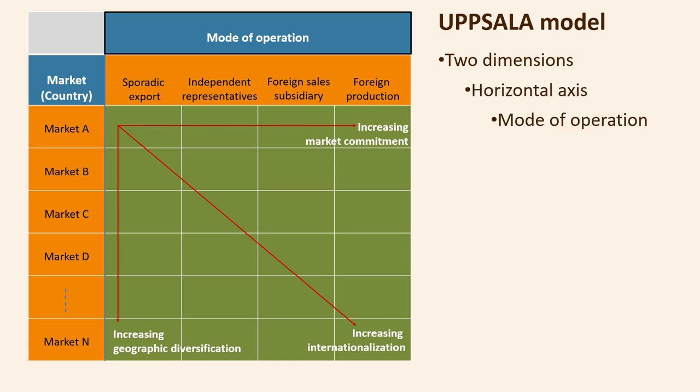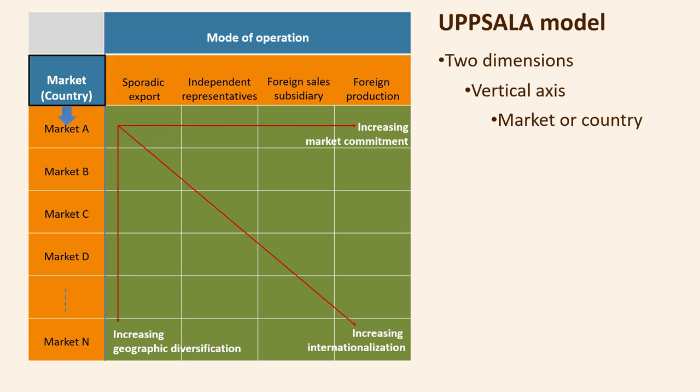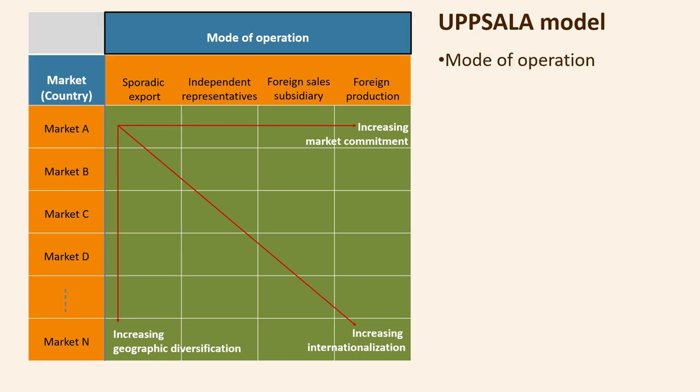On the horizontal axis is the form of the export. It is called the mode of operation. On the vertical axis are the individual geographical locations to which exports are made. These are referred to as markets or countries.